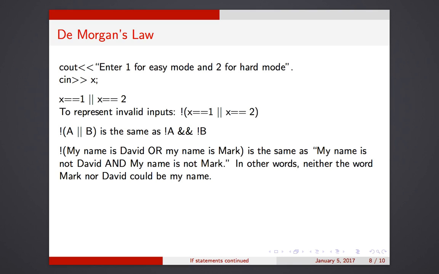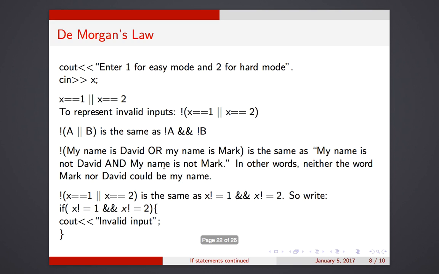So here's an English example. My name is David or my name is Mark. If I not that, so I look at everything but that, it's the same thing as saying my name is not David and my name is not Mark. So in other words, neither the word Mark nor David could be my name, right, is what I'm telling you. So as I just said above, not (x equals 1 or x equals 2) is the same as this. So you would say in the code, if x is not equal to 1 and also x is not equal to 2, you tell them the input is invalid, okay?